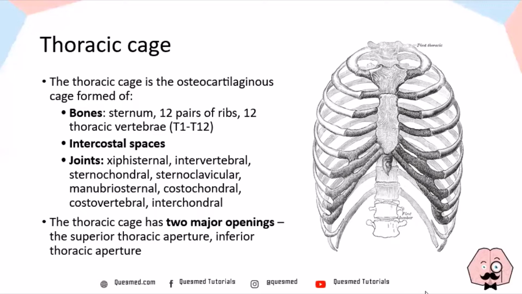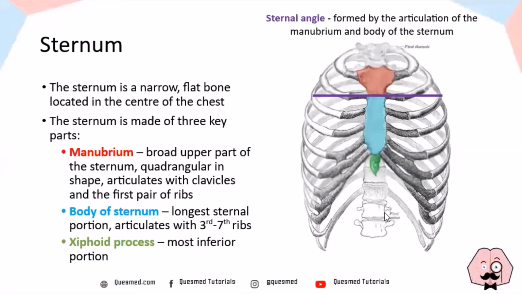There are two major openings. So superiorly, there is the superior thoracic aperture, which communicates with the neck, and then inferiorly, there is the inferior thoracic aperture, which communicates with the abdomen.